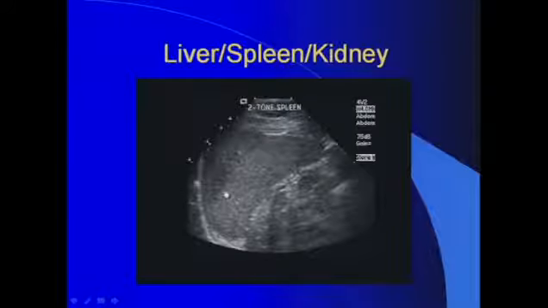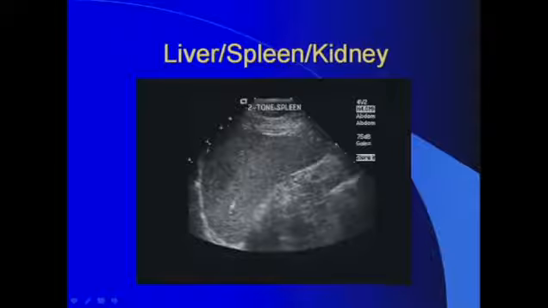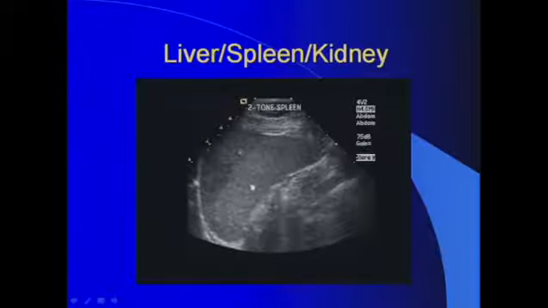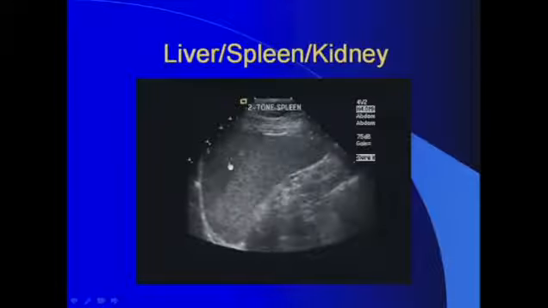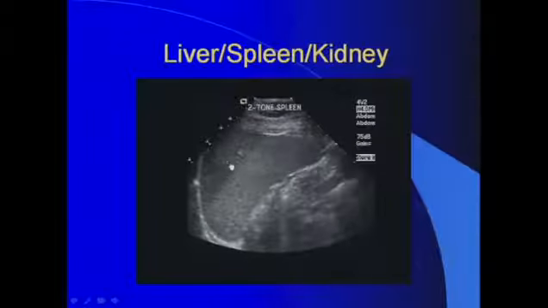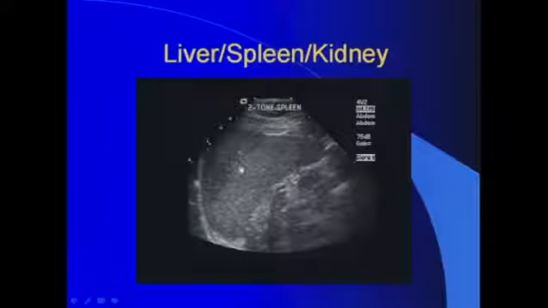If you're not aware of this fact, you can think that there's a mass in the spleen or there's a mass in the liver or vice versa. Now here you can see a good example of the normal echogenicity of the spleen, which should be brighter than that of the near liver. So this is a good way of comparison if you get both of them in the same plane.